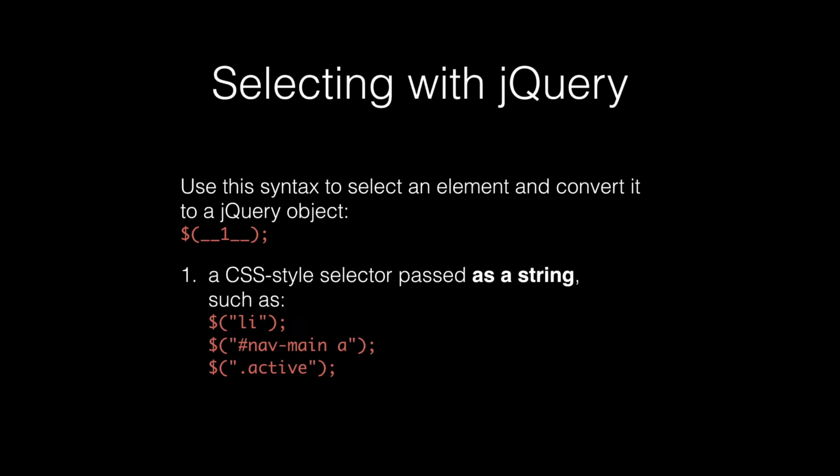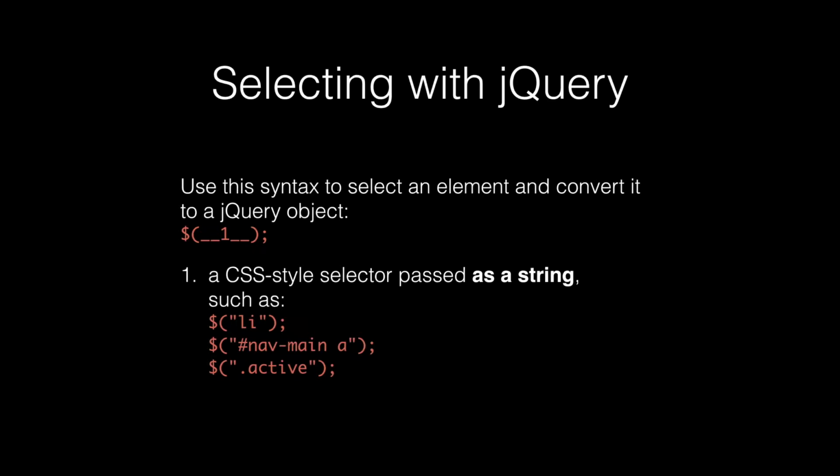In the first, we're selecting all of the list items on the page. So if you wanted to select and style all list items, you would just enter li in your CSS sheet, right? Well, when we want to select all LIs to do something with them using jQuery, we use this $, parentheses, and then in quotes, because this is a string, the li selector.